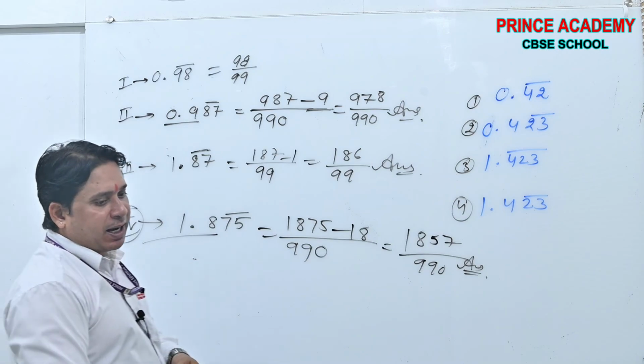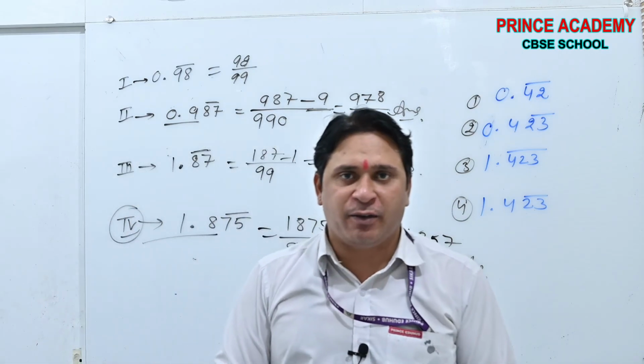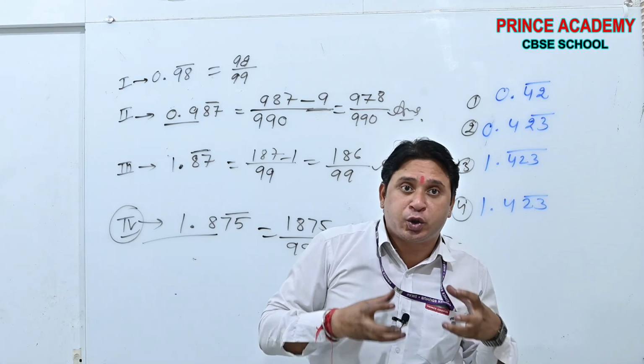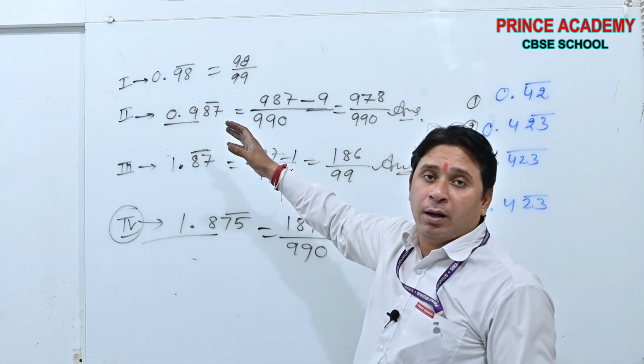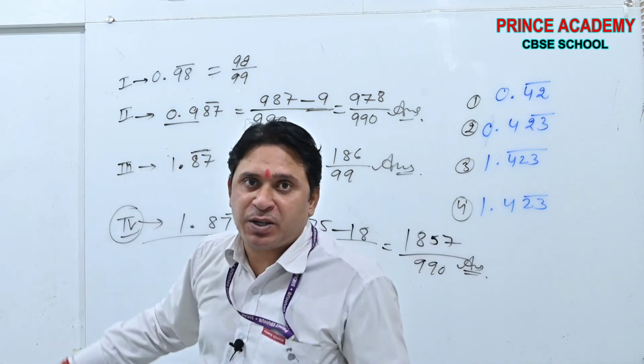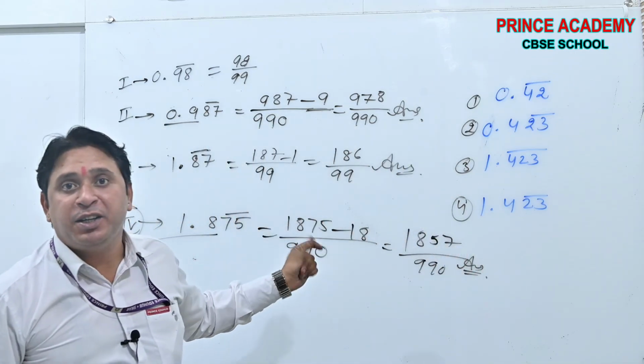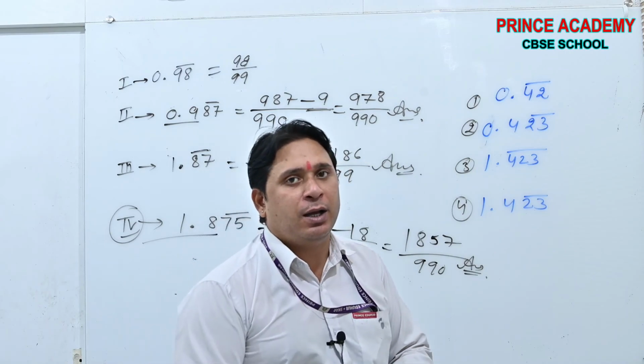Okay? See beta, in this lecture we have completed exercise 1.4 and we have completed the shortcut method of describing a non-terminating decimal expression as a rational number by tricks. Okay beta, this is enough for today.